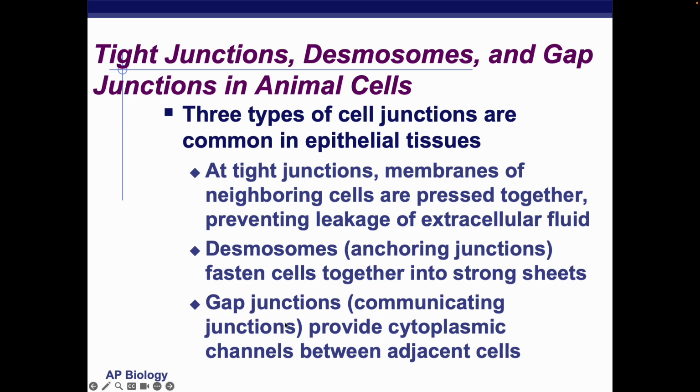Gap junctions are the fastest type of channel, and they move things through adjacent cells. We have desmosomes, which have rivets and fasten cells together into strong sheets. I think they use intermediate filaments to connect. And tight junctions, which prevent leakage of extracellular fluid.